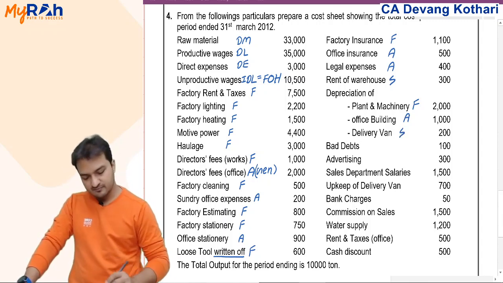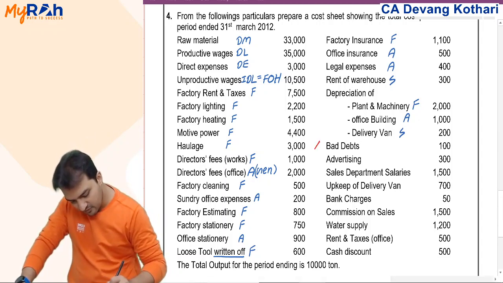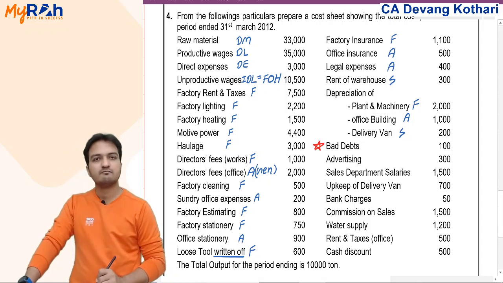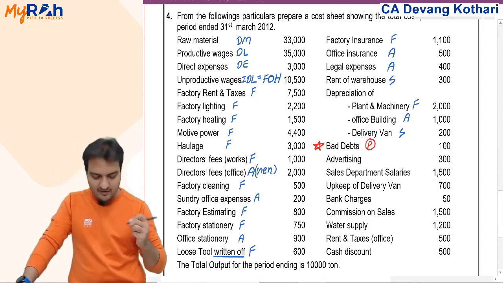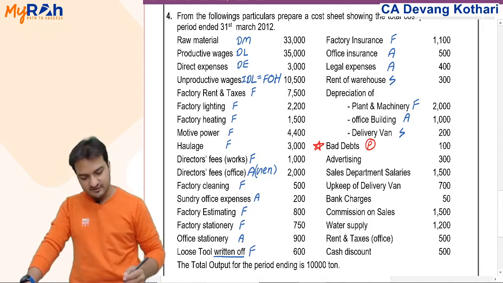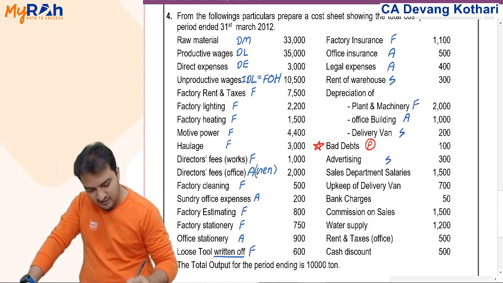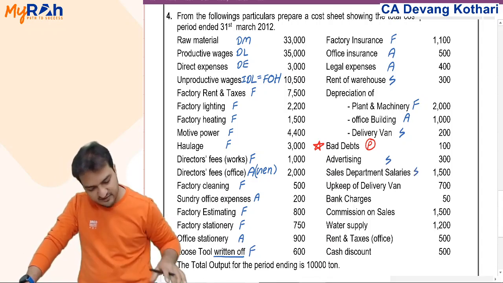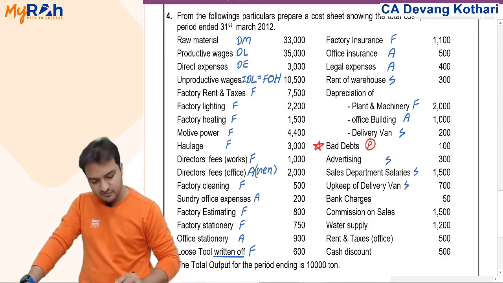Bad debts. Now this is new. Bad debts is something new. So I'll come back to it later. Let me keep that pending for now. Let us see the other items and I will come back to bad debts later. Advertising. Advertising is part of selling and distribution. Sales department salaries, selling distribution. Upkeep of delivery van. Delivery van is for distribution.